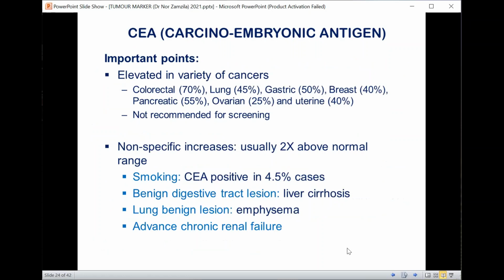And also CEA can be elevated in various cancers, not only colorectal and lung cancer, but may also be elevated in gastric cancer, breast cancer, pancreatic, ovarian, uterine, and so on. So there are so many cancers that can cause an increase in CEA. Therefore, CEA is not recommended for screening of these cancers. And also CEA may be elevated in non-cancerous conditions. Even in smoking, CEA may be elevated.